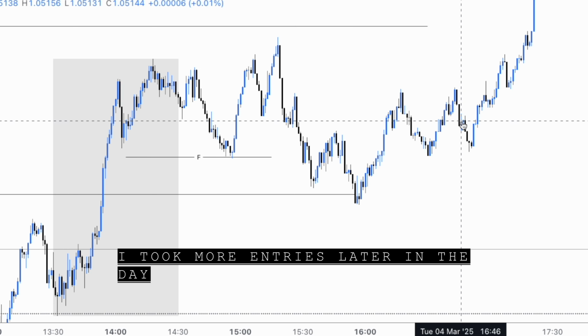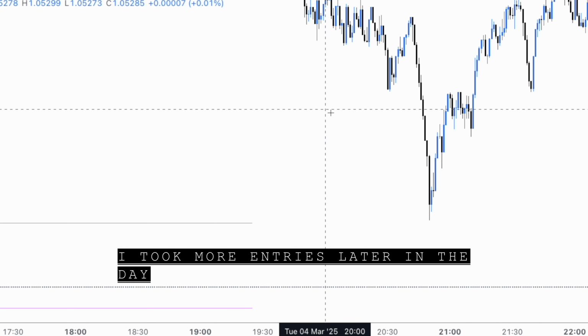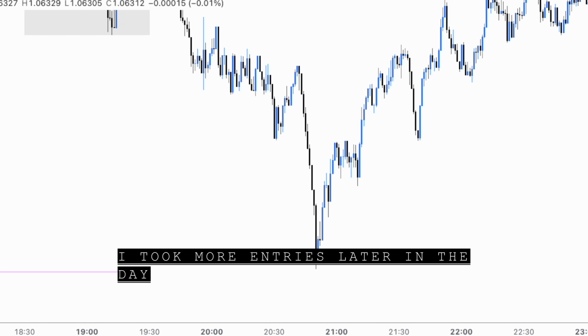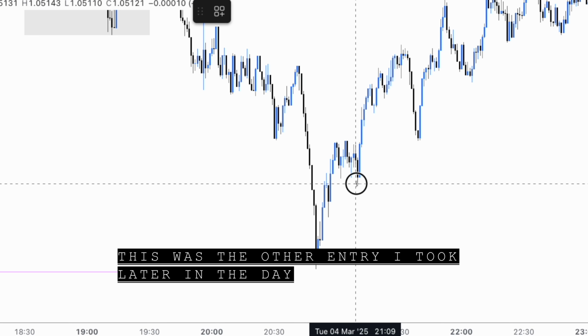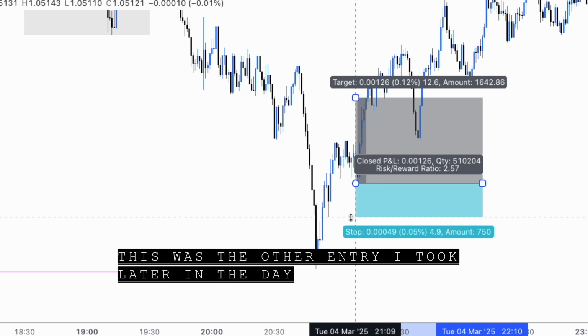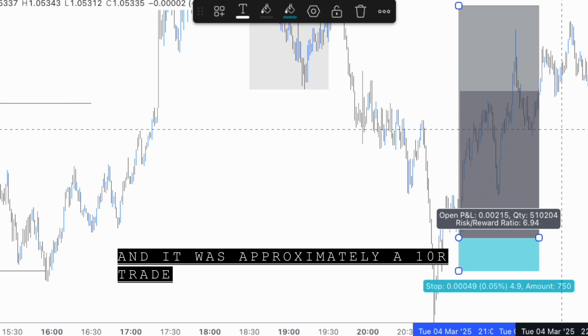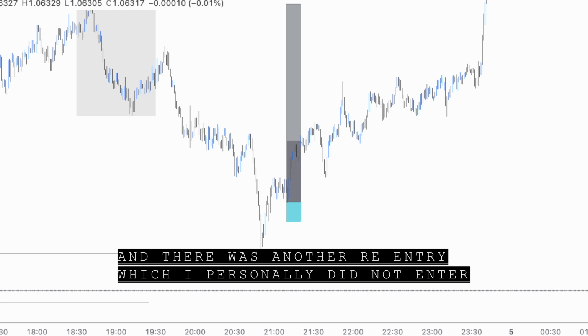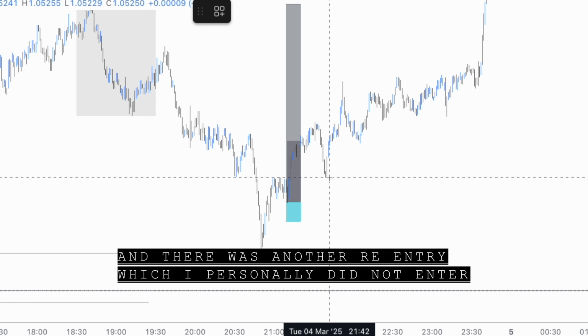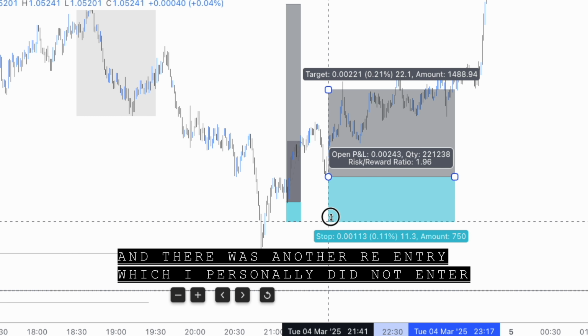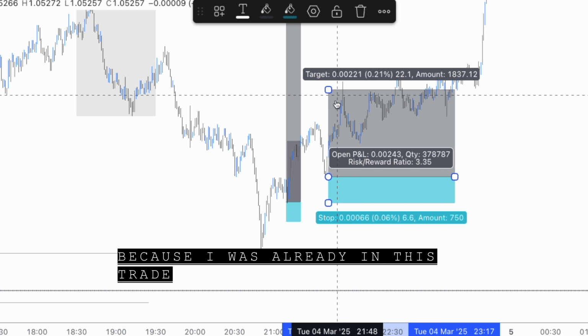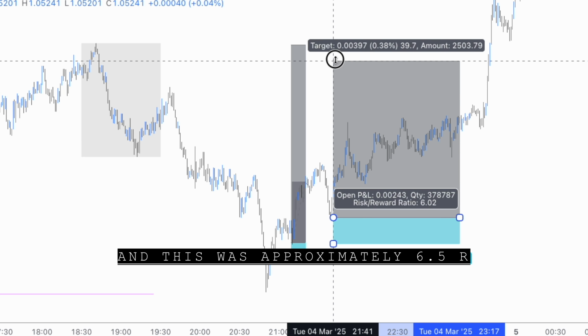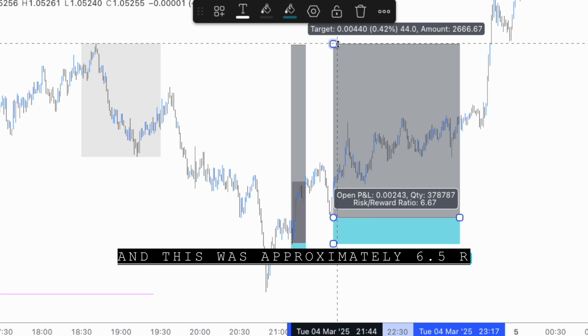And I took more entries later in the day. This was the other entry I took later in the day, and it was approximately a 10-hour trade with some partial, of course. And there was also one re-entry which I personally did not enter because I was already in this trade, and this was approximately 6.5 hour.